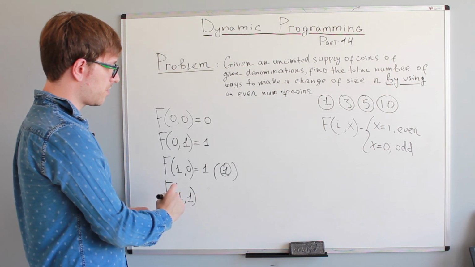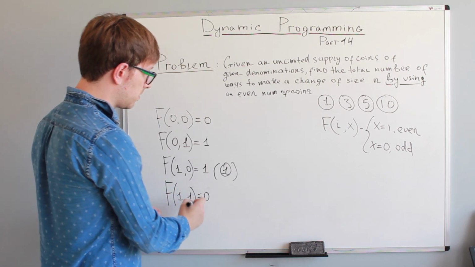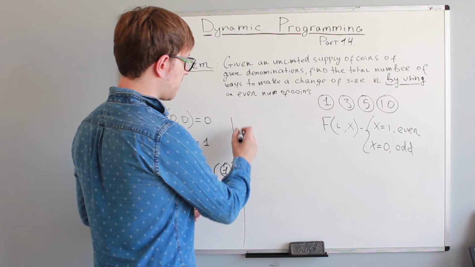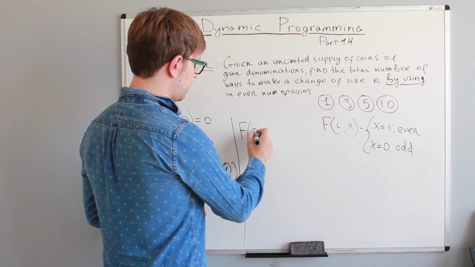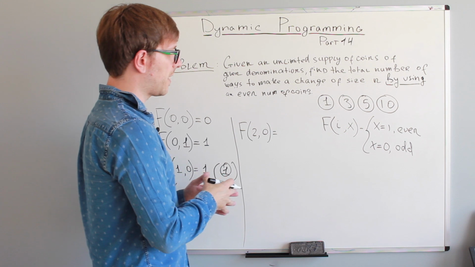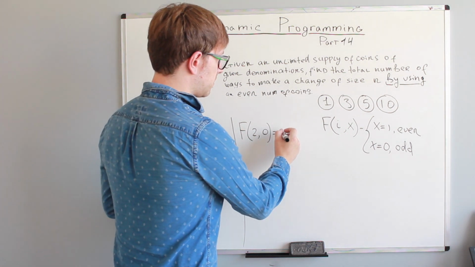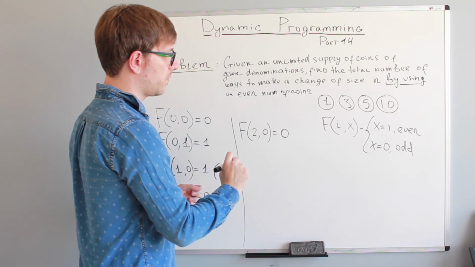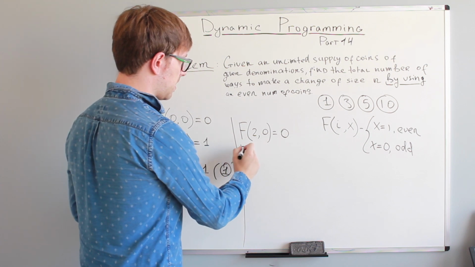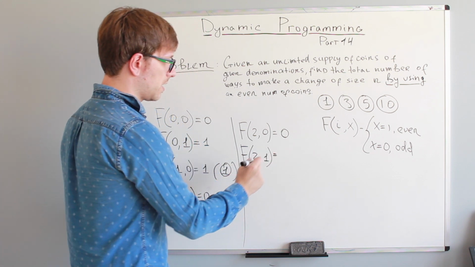So to return a change of size 1 by using an even number of coins, we can do it 0 ways. Okay, let's review a few more cases. So let's say f of 2, 0. How many ways to make a change of size 2 by using an odd number of coins? 0 ways, right? Because we don't have a 2 cents denomination here.